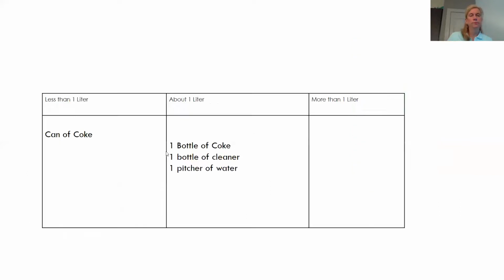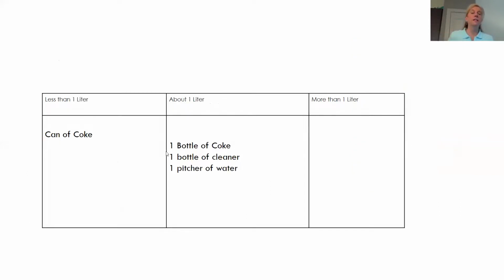I have a chart that I made up, and it kind of helps me to keep track of what does have a liter, what doesn't have a liter. Maybe it's less than a liter, or maybe it's more than a liter. So if we look at my chart, the next thing I want you to see, we'll give it a minute here, is how I've recorded my items in the chart.